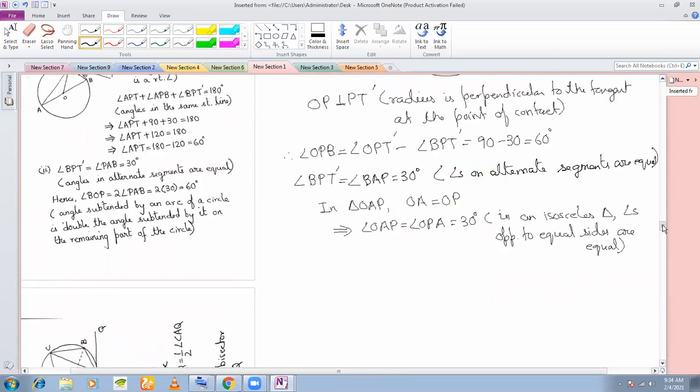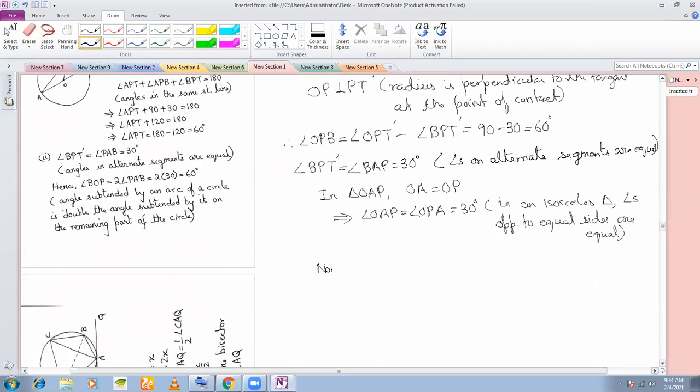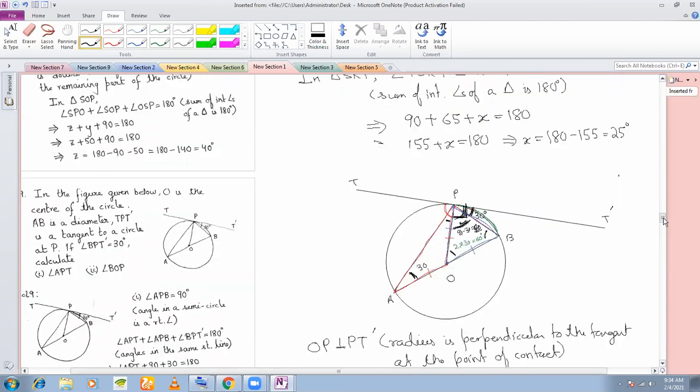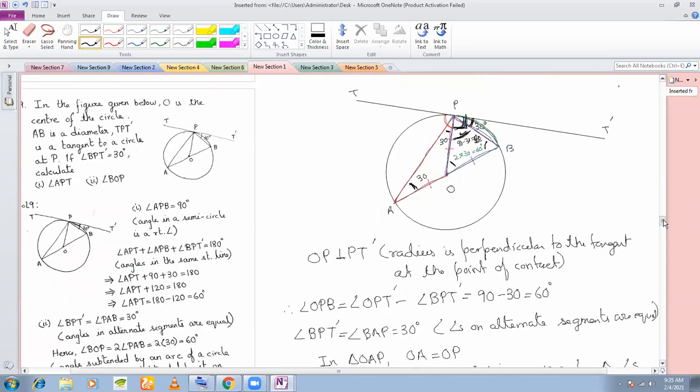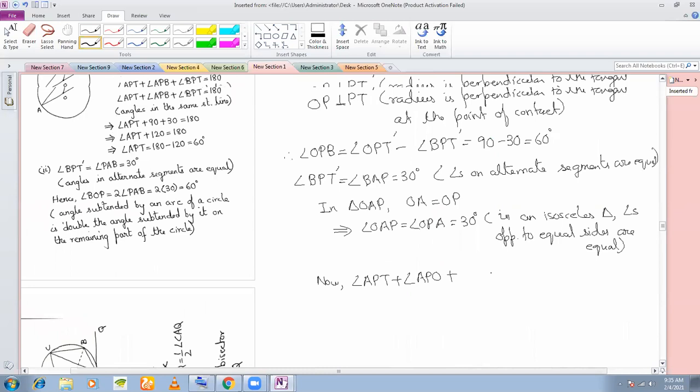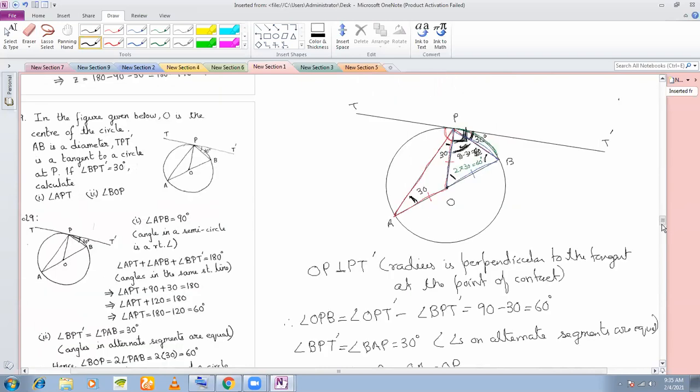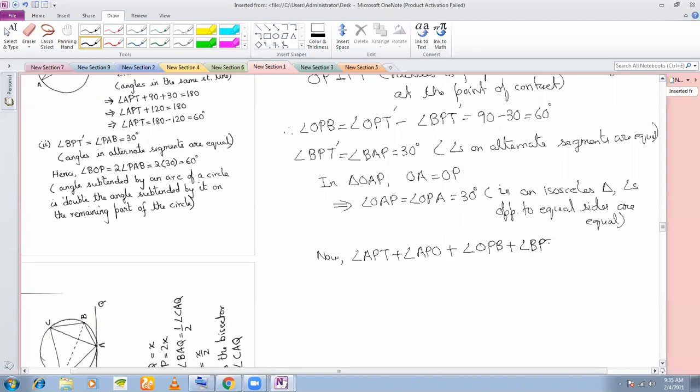Okay, so this is 30 degrees. And now we shall find out angle APT. Now angle APT plus this 30 degrees we have found out, angle APO, plus angle OPB, OPB we have found out above, plus angle BPT dashed is equal to 180, because the sum of angles on the same straight line is 180.